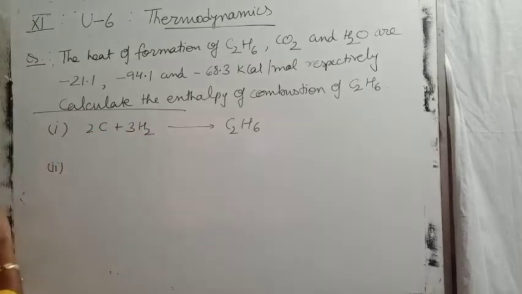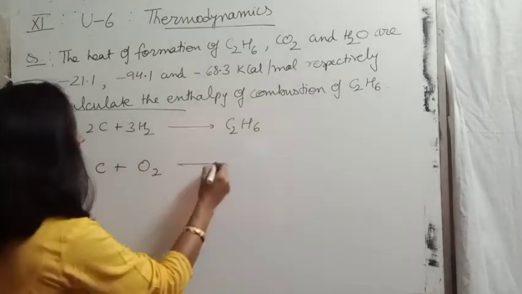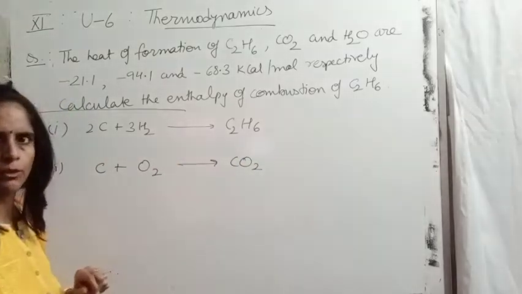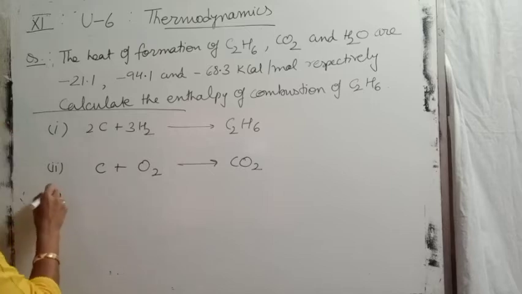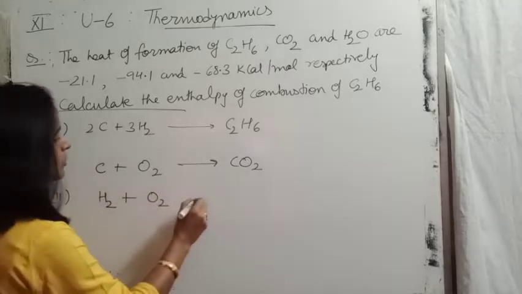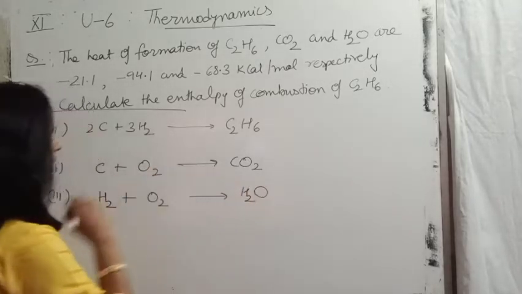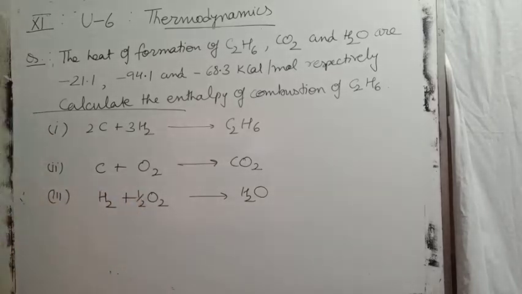Similarly write all other equations for these enthalpies which are given to us. The second enthalpy which is given to us is the enthalpy of formation of CO2. CO2 is formed from carbon plus oxygen. These are the constituents of CO2. So again balance it. This is already balanced. And the third one is formation of water. The constituents are H2 plus O2 gives H2O. Then balance it. This is balanced by half mole of oxygen.